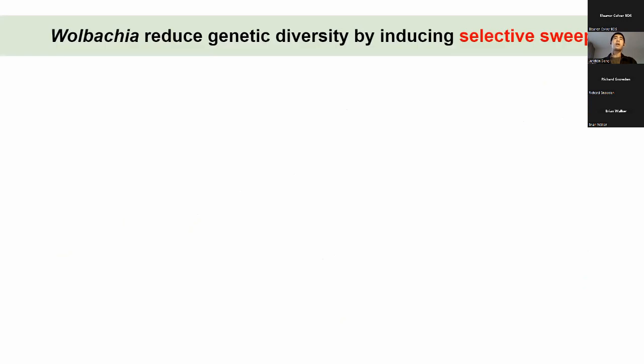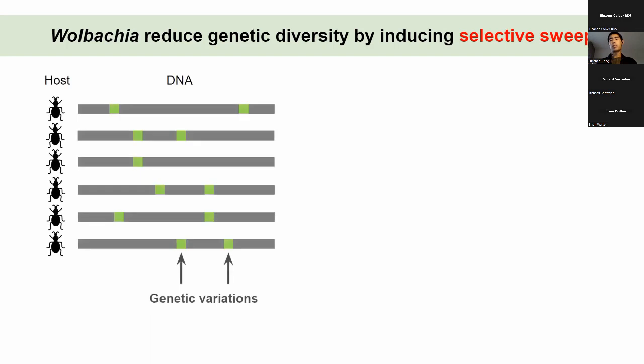So for our research, we are interested in how Wolbachia reduces the genetic diversity of insects. They do this by selective sweep. So what is a selective sweep? We can imagine a host population with some genetic variations maintained in this population.